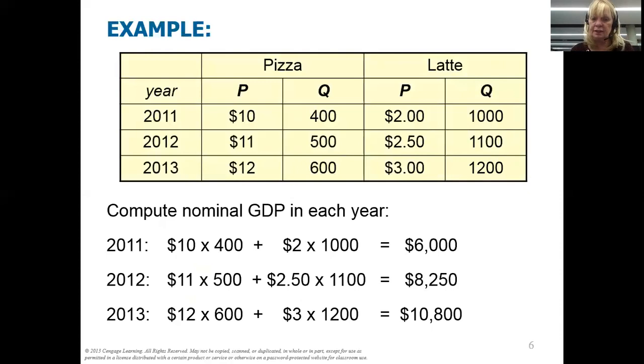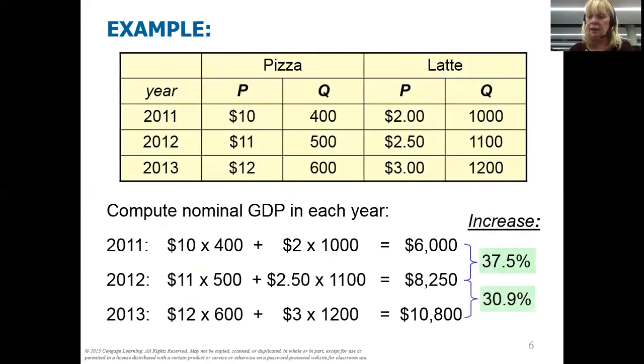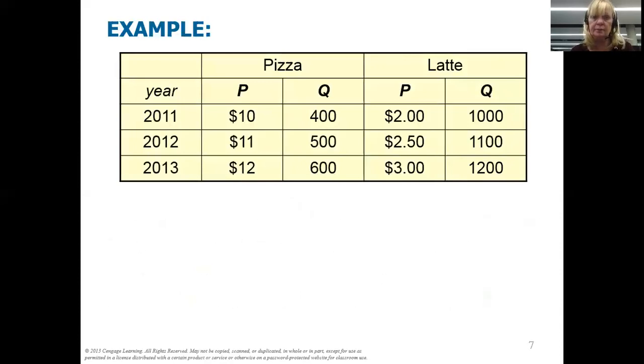So we can look at this and look at the percentage change and see that it's a 37.5% increase from 11 to 12 and 30.9% increase from 12 to 13. Both of those are pretty large increases. So what if we stripped out the effect of that price increase for those goods? What if we calculated this based on real GDP?